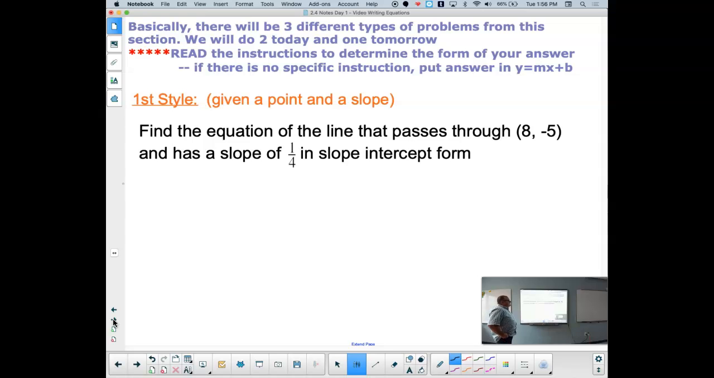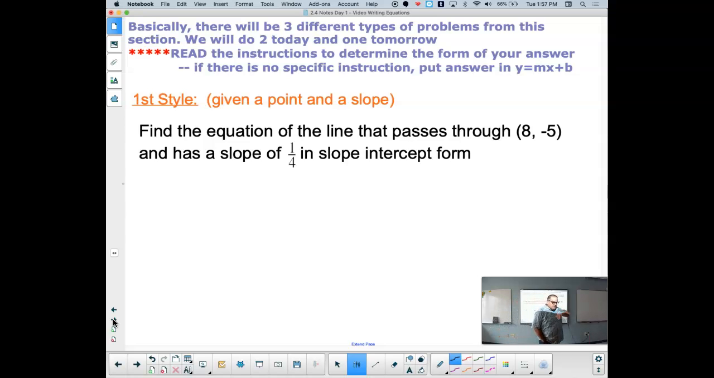So 3 different types of problems from this section. We'll do 2 of them today, 1 tomorrow. The kicker is that you are going to need to read the instructions to 1, get the information that you have, and 2, figure out what your answer should look like. So if it says put it in slope intercept form, you need to be in y equals mx plus b. If it says standard form, you need to be in standard form, and so on and so forth.